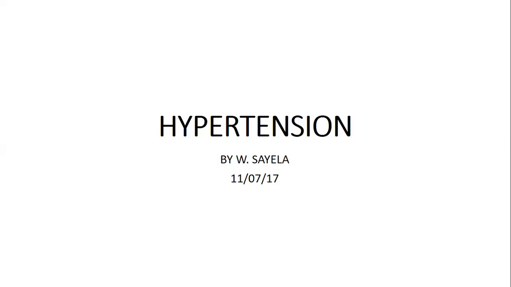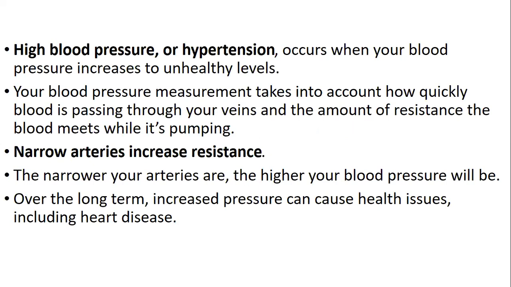we are discussing hypertension. Hypertension is just a word that is loosely used, or that is also applied to what is known as high blood pressure. It occurs when your blood pressure increases to unhealthy levels, which means there are some levels in which it is supposed to be moving. Blood pressure simply talks about the pressure at which blood is supposed to move in the blood vessels. Narrow arteries increase blood pressure because they increase resistance. So the narrower the artery, the higher the pressure.